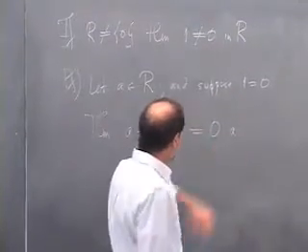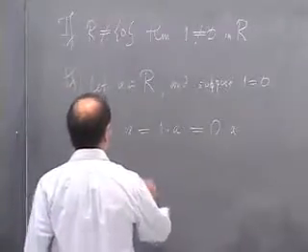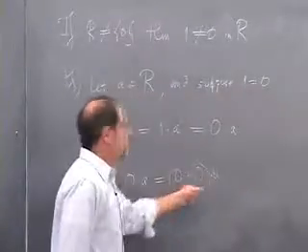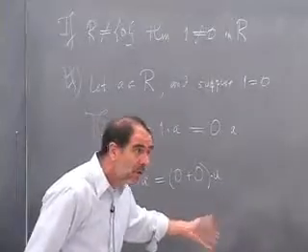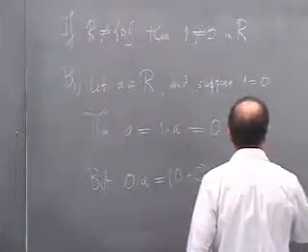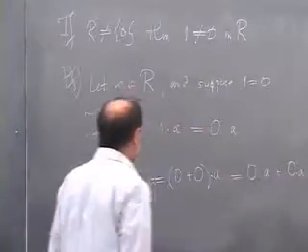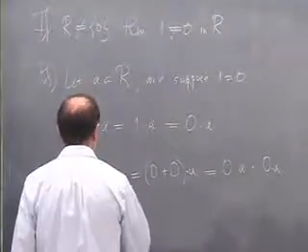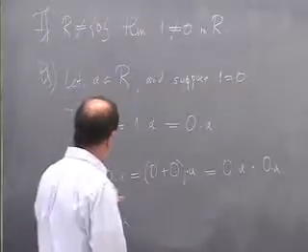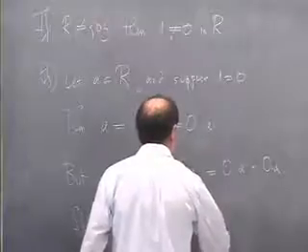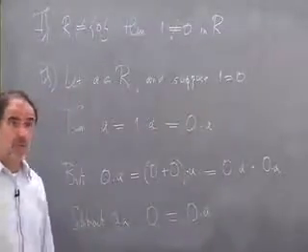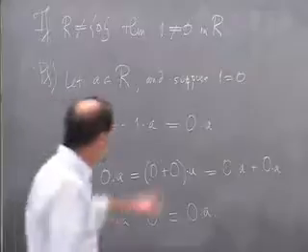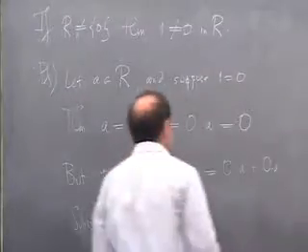Now, I claim that 0 times A is equal to (0 plus 0) times A, because 0 is the sum of 0 and itself. It's an additive identity in the group. And by the distributive law, this is equal to 0 times A plus 0 times A. And then if you subtract 0 times A from both sides, in the additive group, you get the element 0, and you're just left with 0 times A. So not only is 1 times A equal to A, 0 times A is always equal to 0 in a ring.